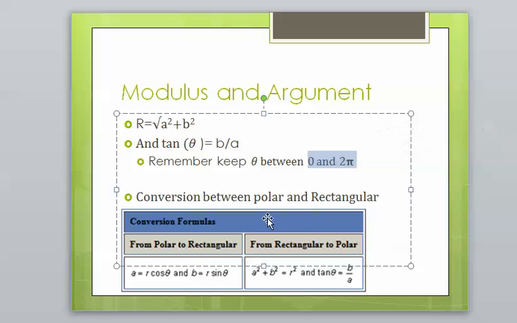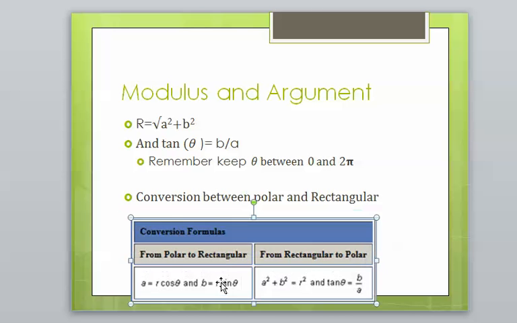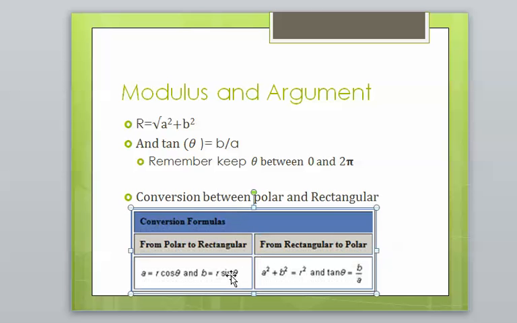Now, the conversion between polar and rectangular coordinates: if you're in polar and you want to go to rectangular, you just take r cosine theta, and that's what your a is going to be. And b is going to be equal to r sine theta. You just take those, and it's really easy to convert from polar to rectangular coordinates. But if you're going from rectangular to polar, that's where you take a squared plus b squared to get r squared, and you take b over a and the arctan of it, and that'll tell you what theta is.